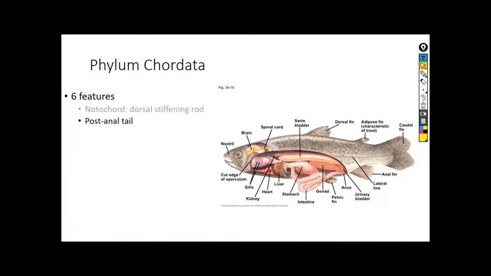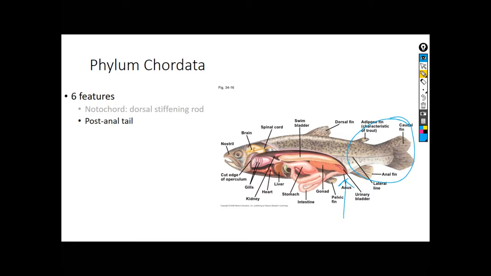Same jazz with what we call the post-anal tail. And the name is as descriptive as it sounds. So, anus or cloaca as appropriate. And then past that, there is some sort of loopy tail feature.